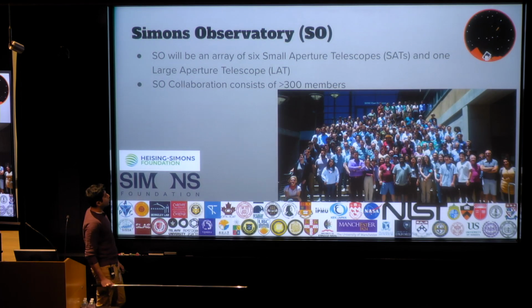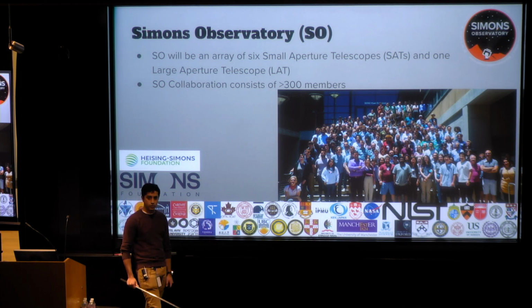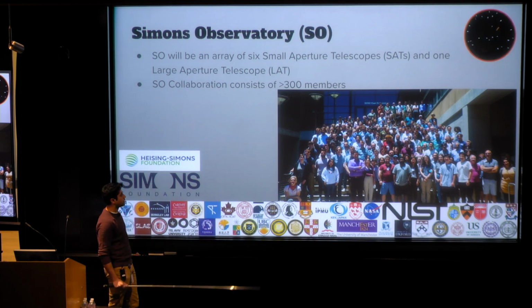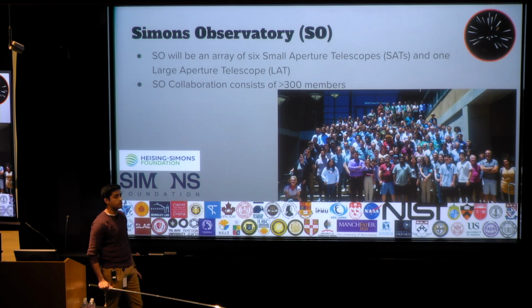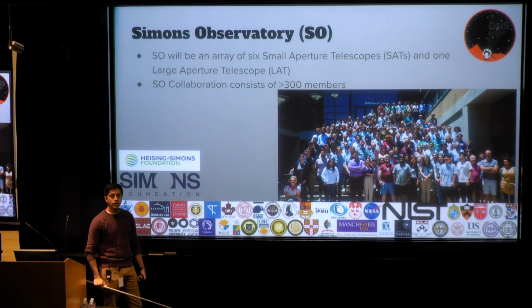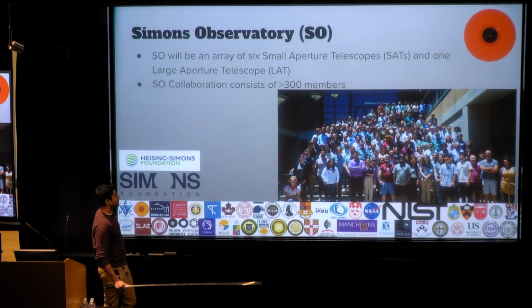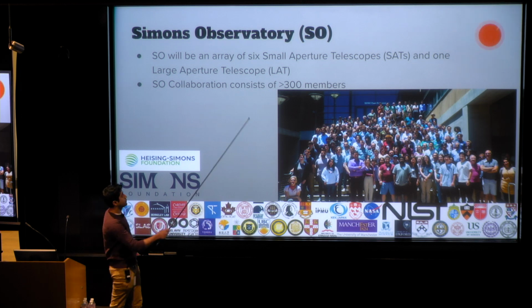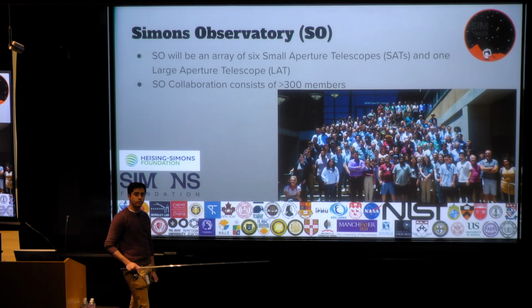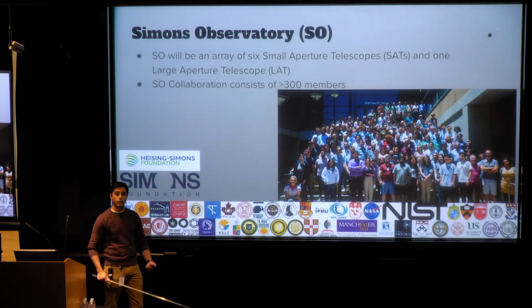OK. So as I mentioned, I work with the Simons Observatory. Many of you are probably familiar with it. SO is a multinational collaboration with over 300 people who work on hardware, software, analysis, and theory across the world. And SO consists of 7 telescopes. 6 of them will be the small aperture telescopes, which I showed 3 of in that picture before, and 1 is the large aperture telescope, which I'll focus on today.